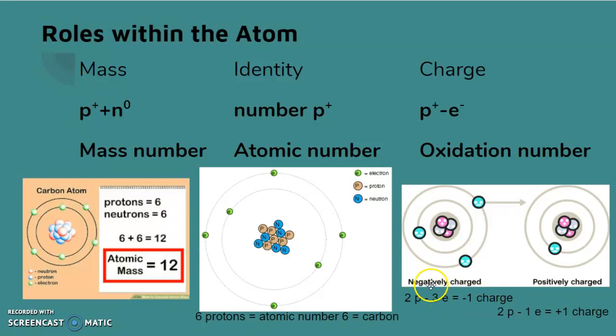So if there are more electrons than protons, you get a negative charge. Then on this one, we have 2 protons with 1 electron out here. So 2 protons minus 1 electron gives you a +1 charge. So if you have fewer electrons than protons, you're going to have a positively charged atom. And we're about to see what the name of that would be.